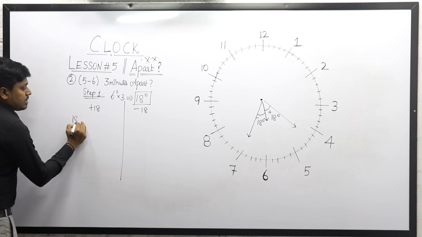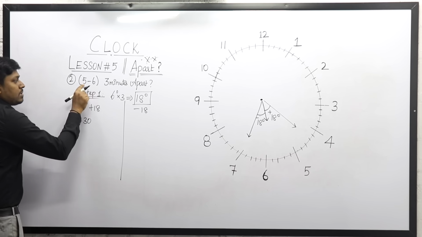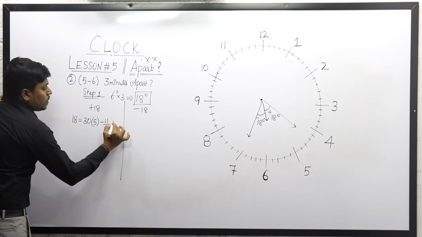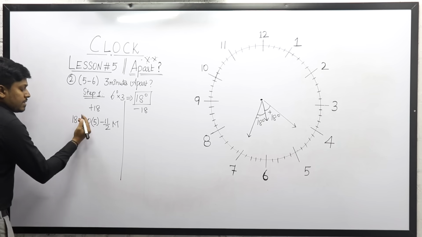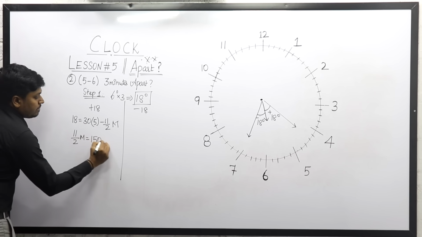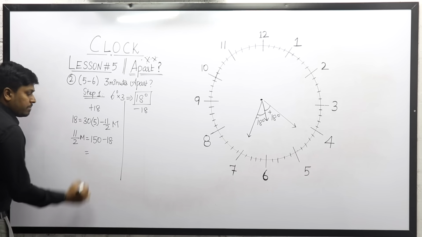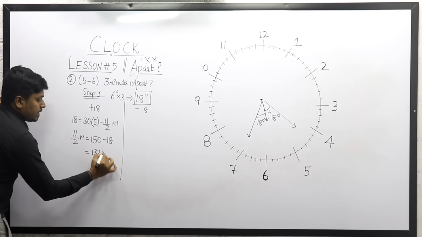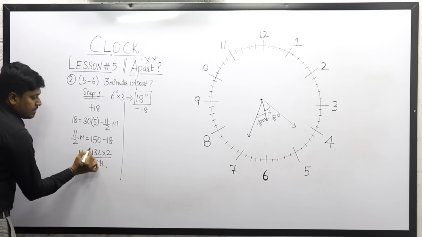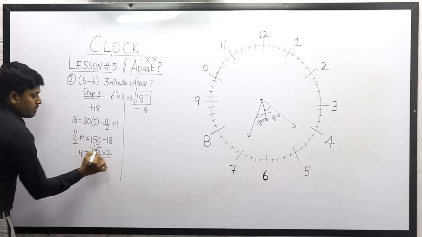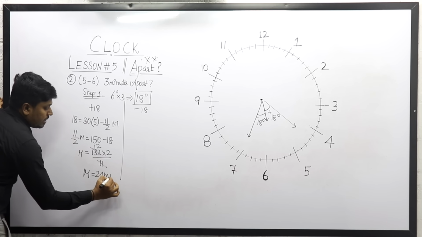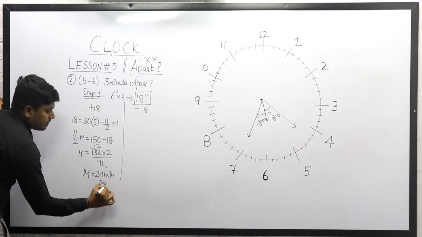Theta is equal to 30 into h minus 11 by 2 into m. For 5 to 6 hours, h will be 5. So bring this 11 by 2 towards the left hand side. So 11 by 2 m is equal to 150 minus 18, so this will be 132. So 132 into 2 divided by 11 is equal to m. Cancel it: 12 into 2 will be 24. So m is equal to 24 minutes past 5.